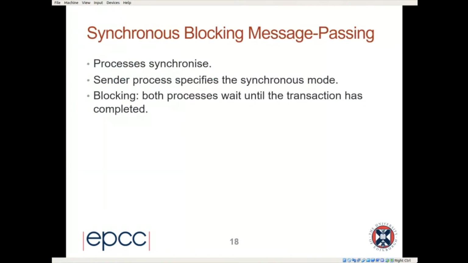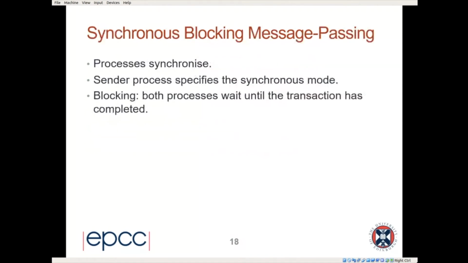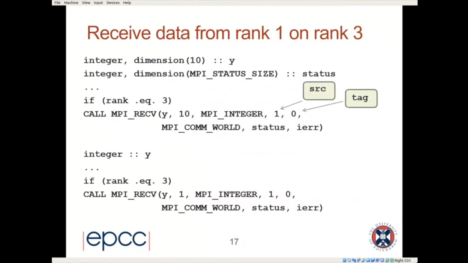The process is synchronized. As someone mentioned before, it's like a mini barrier. The sender process specifies the synchronous mode. It's blocking both processes, waiting until the transaction is completed. The sender must specify a valid destination rank. The receiver must specify a valid source rank. The communicator must be the same. The tags must match. The message types must match, and the receiver's buffer must be large enough. So asking for a particular tag is a requirement. If rank 1 sent a message with tag 5, this would ignore it. It'd say no, I'm not waiting for a message with tag 5, I'm waiting for a message with tag 0. So the source and the tag are requirements, and they must match for it to complete.